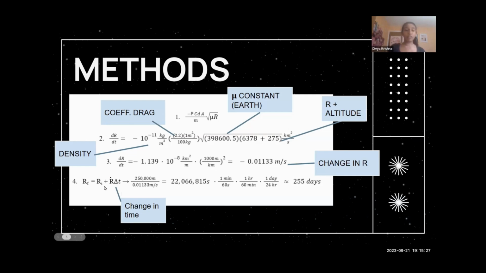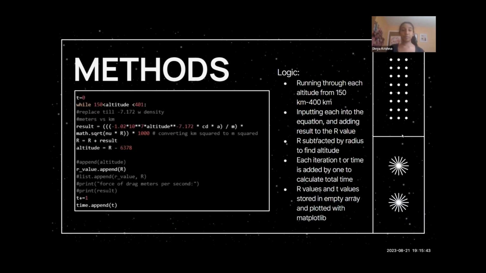That's what we're extracting here: subtracting the R initial value from the R final value and dividing by the R dot, which we found in equation number 3. This gets us, with these variables, 255 days to complete the aerobraking maneuver.